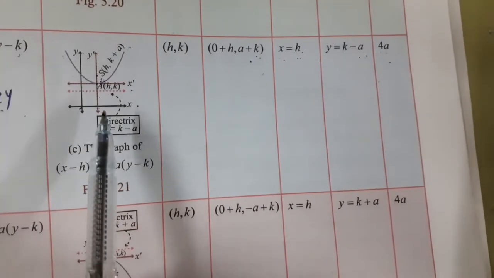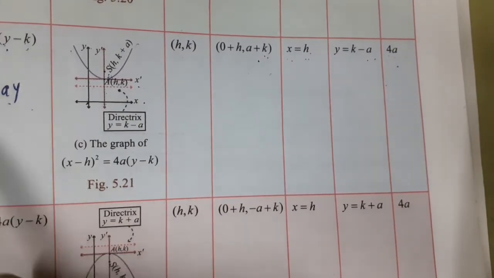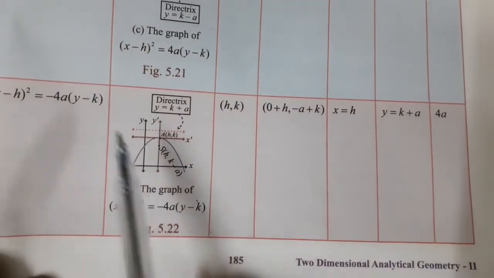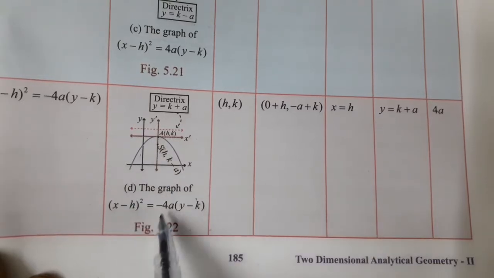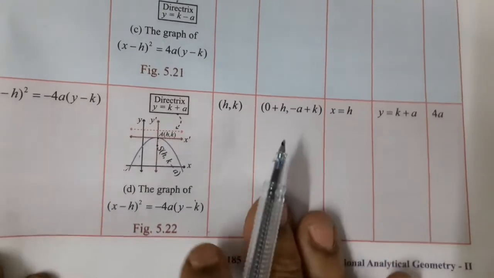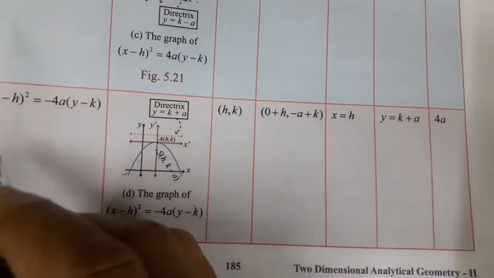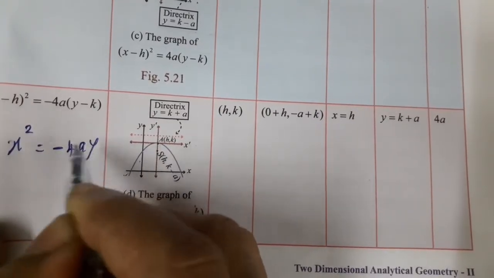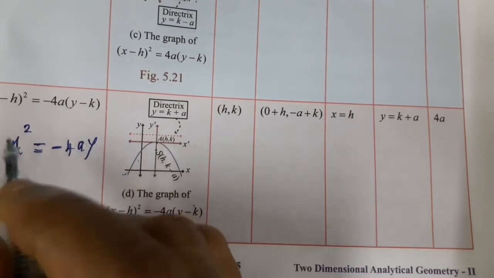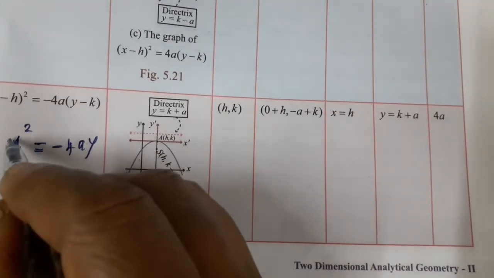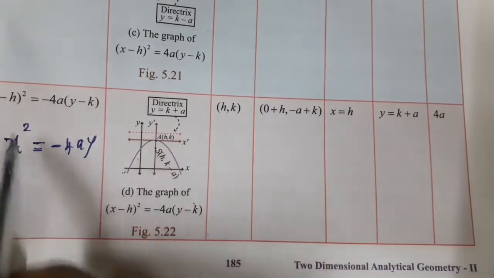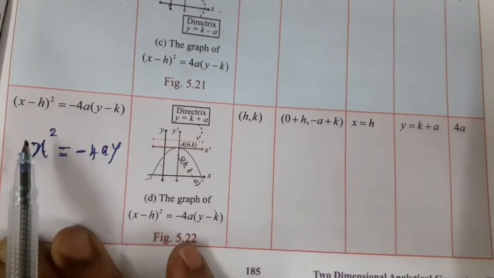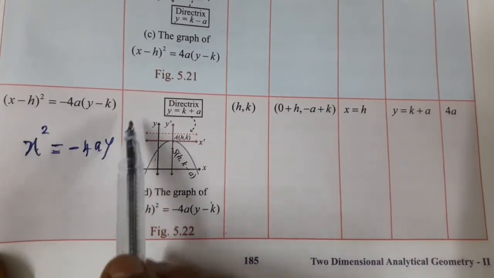What type of curve is this? It is an upward curve. Next, another one is a downward curve. So this is x square equals minus 4ay. Instead of x, replace x minus h, so (x minus h) the whole square equals minus 4a into (y minus k).